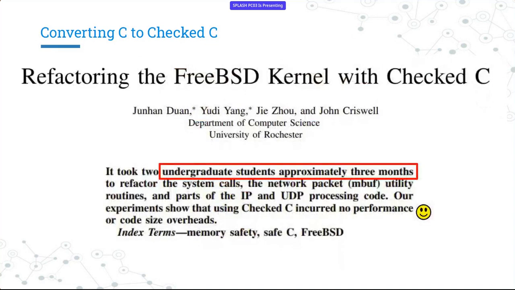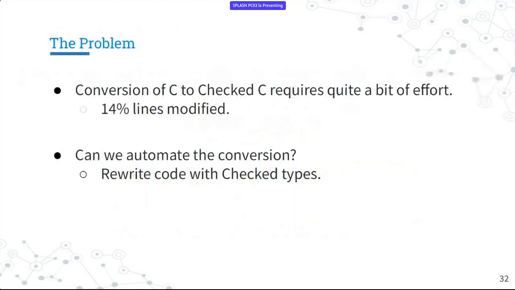Whereas for complex programs, like the FreeBSD kernel, in a recent work at the University of Rochester, they tried to convert part of the FreeBSD kernel, basically the mbuf interface, into Checked C. Here, it took 2 undergraduate students approximately 3 months to do the conversion. And given that most of the changes are easy modifications, our problem is, can we automate this? Can we automatically convert given C code to Checked C code safely? Or rather, we don't want to just randomly add annotations. We want to make sure that we add annotations according to the type system that Checked C provides.